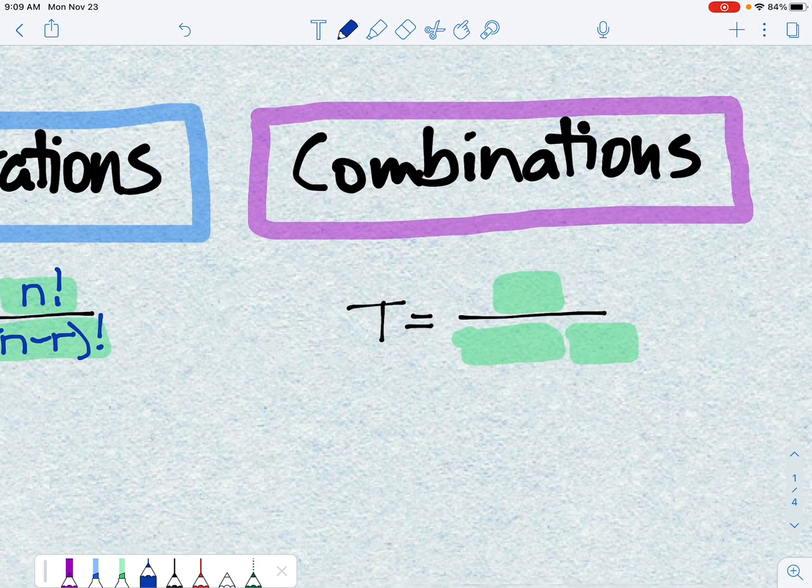Combinations, now order does not matter in this case, in which case then we look at n factorial over n minus r. It looks exactly like the last one, except we then divide by the number of things that we're choosing, the factorial of that.